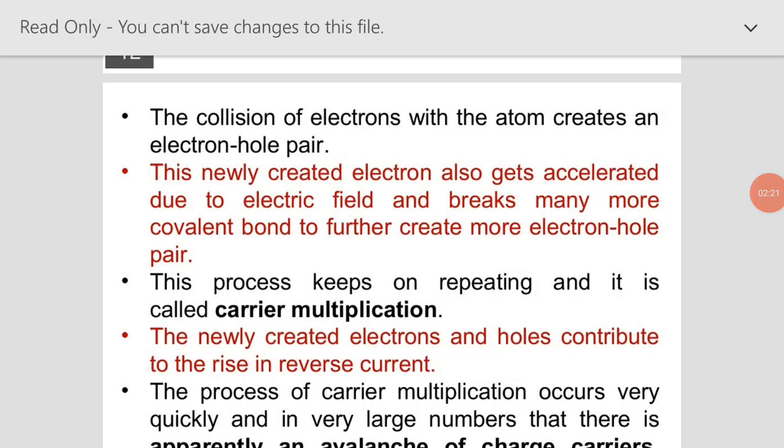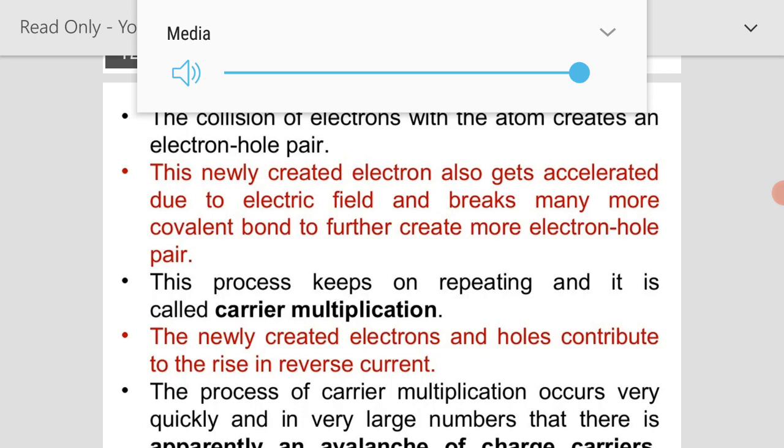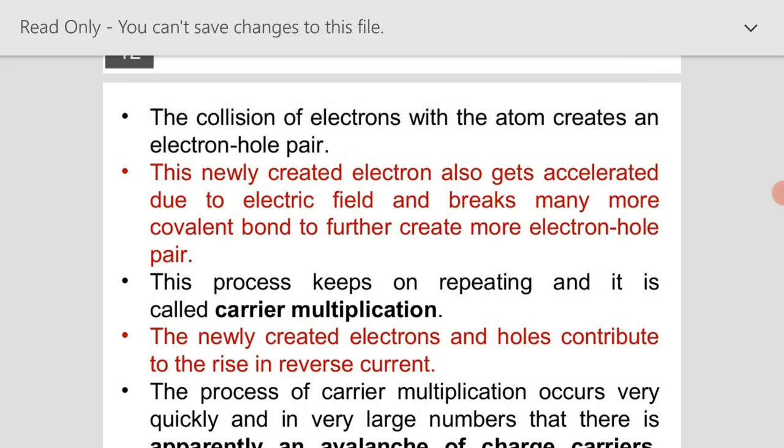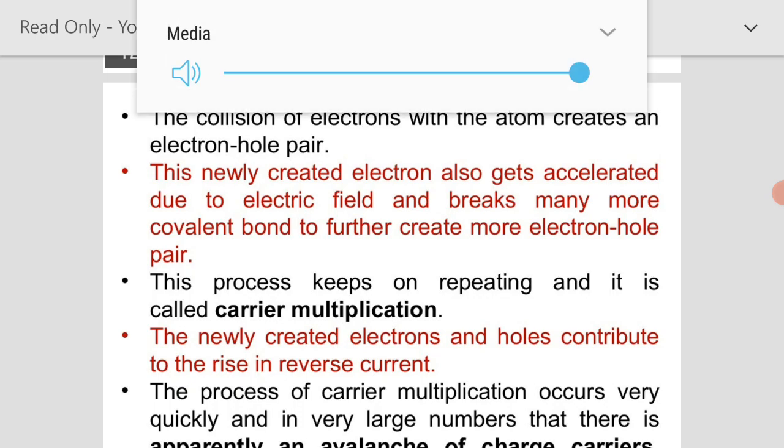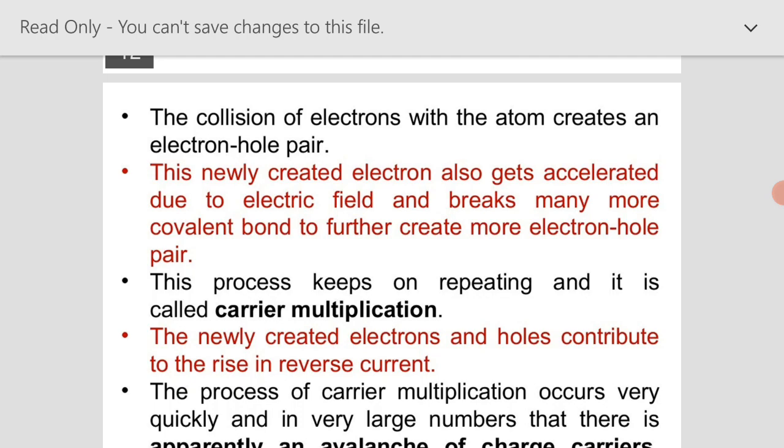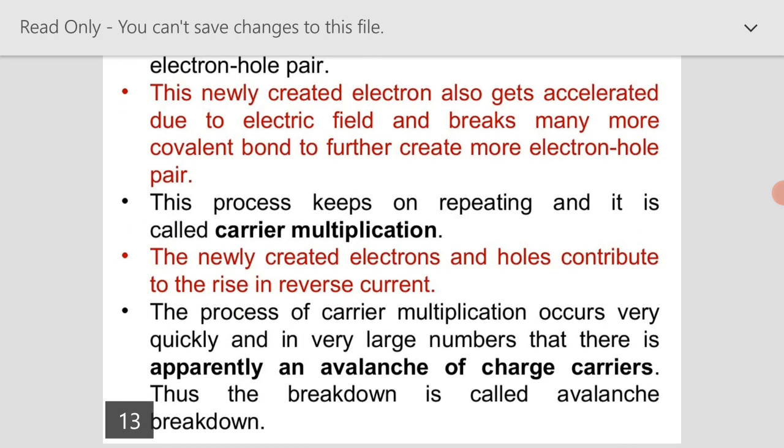This newly created electron also gets accelerated due to the electric field and breaks many more covalent bonds to further create more electron hole pairs. This process keeps on repeating and is called carrier multiplication. The newly created electrons and holes contribute to the rise in reverse current. The process of carrier multiplication occurs so quickly and in such large numbers that there is apparently an avalanche of charge carriers. Thus the breakdown is called avalanche breakdown.